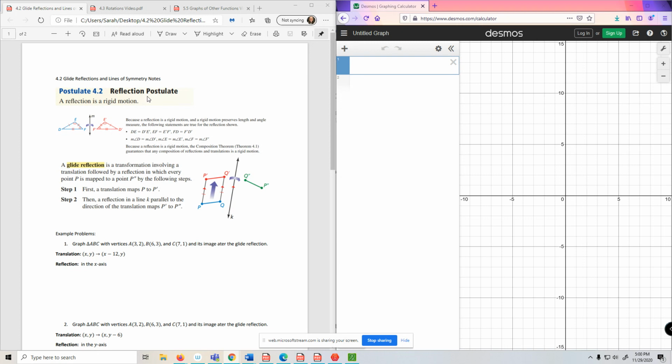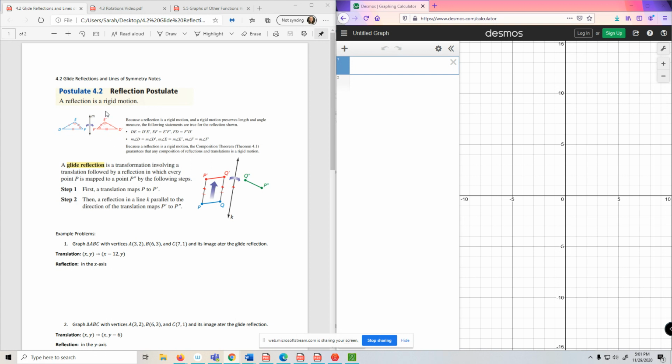This postulate says that a reflection is a rigid motion. If I reflect a figure, a point, a line, whatever, over some sort of line, it's going to preserve length and angle measure, just like translations did. So translations are rigid motions, so are reflections. If we look at this picture with the triangles here, the lengths of each side of the triangle have stayed the same. The angles have stayed the same as well.